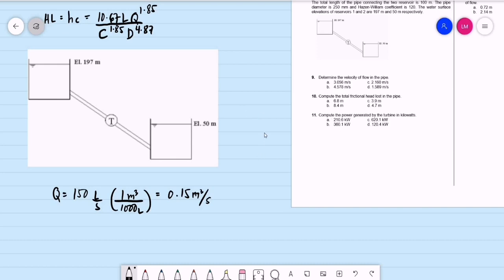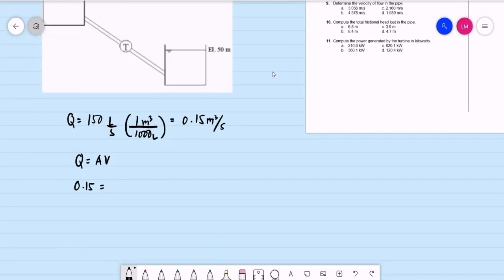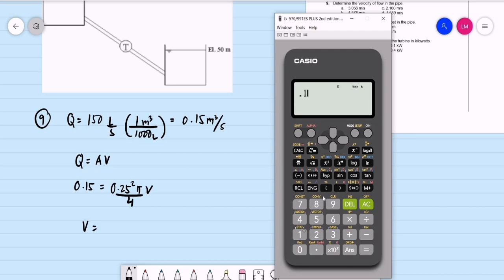So the first requirement is a very simple question: determine the velocity in the pipe. Basically, the discharge is equal to area times velocity. We have the discharge 0.15 equal to the area. What is the pipe's diameter? The pipe's diameter is 250 mm, or in meters, 0.25, squared, times pi, divided by 4, then multiplied by the velocity. This is for question number 9, so we are computing for the velocity. So 0.15 is equal to 0.25 squared times pi divided by 4, then multiplied by the velocity. Let's use alpha x, then shift solve.